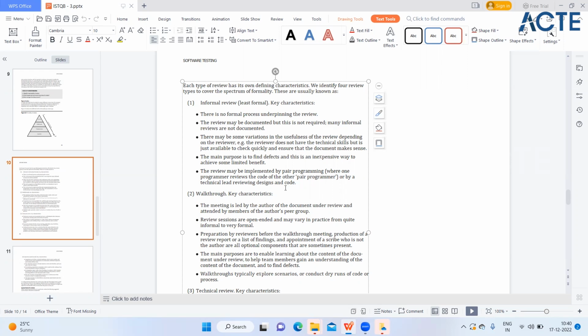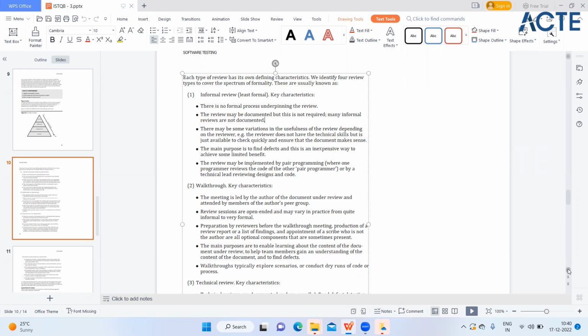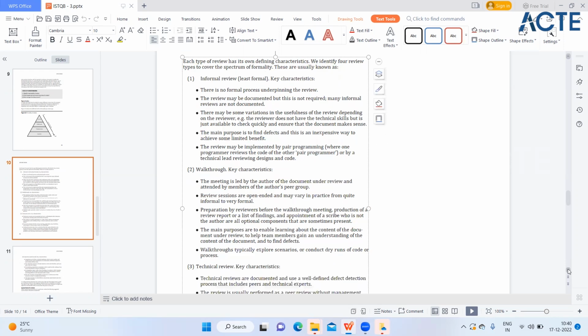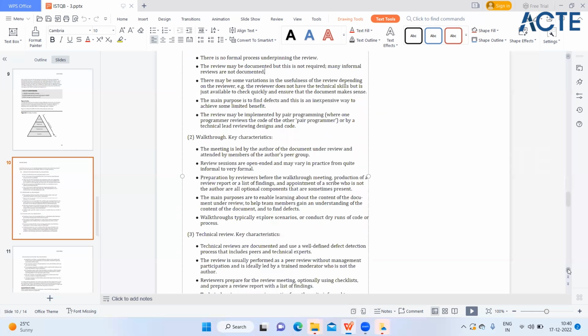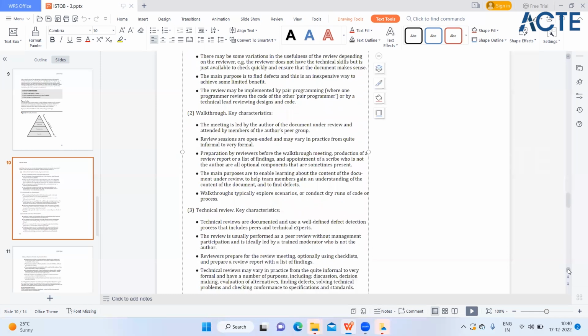Now we are having the second level, which is the walkthrough. So always remember, after the informal review, walkthrough will come. The meeting is led by the author of the document under review and attended by members of the author's peer group. Review sessions are open-ended and may vary in practice from quite informal to very formal.